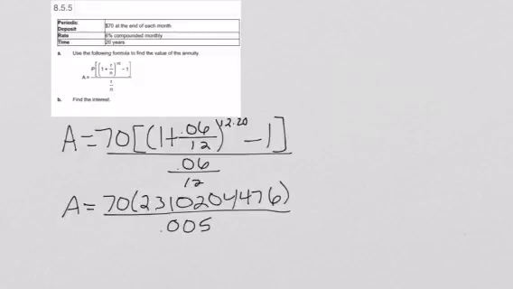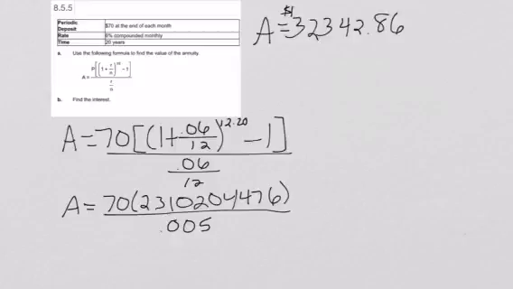Okay, so now I'm going to take all this, and I'm just going to calculate everything now. Make sure you use all the decimals. So 1.3104476 times the 70, and then divide that by the 0.005. Okay, when we do that, we get our A equals $32,342.86. Okay, so that's how much money we will have accumulated in our account if we put in $70 at the end of each month for 20 years.